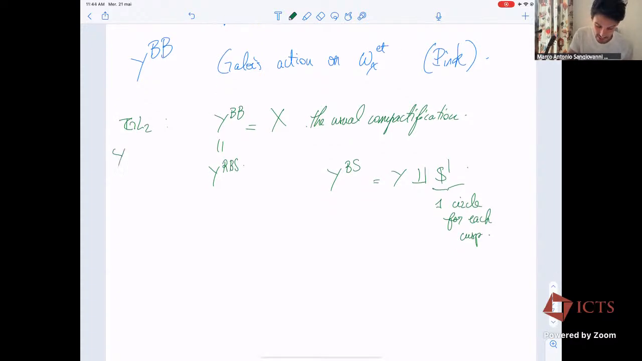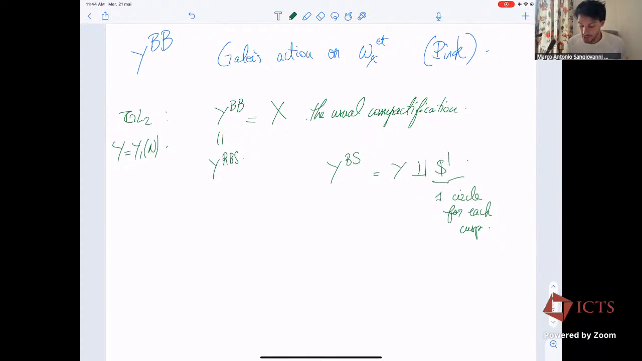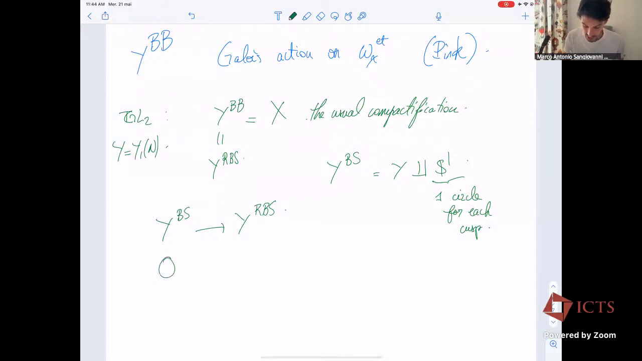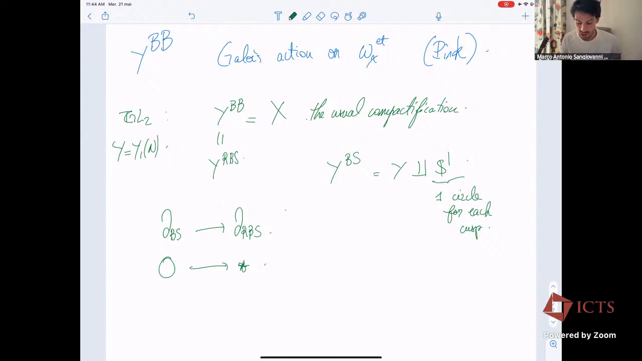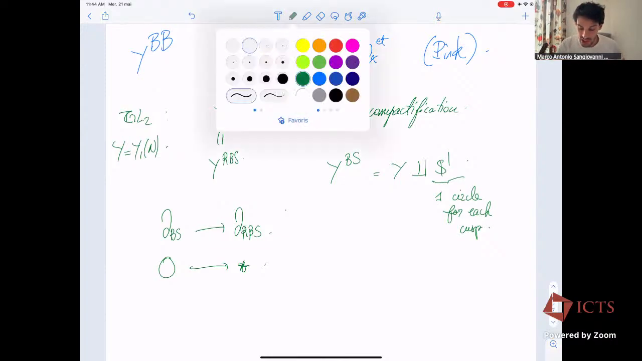So when Y, say, is Y1 of N, the picture of Y Borel-Serre to Y reductive Borel-Serre is just a circle mapping to a point on the boundary. So on the boundary, delta Borel-Serre mapping to delta reductive Borel-Serre is just a circle mapping to a point. And of course, on the open locus where you're on Y, it's just the identity, okay?